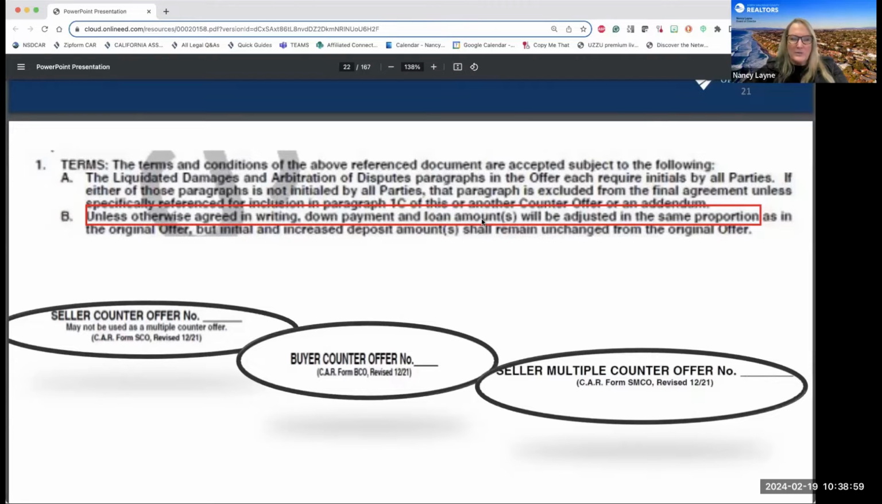If the buyer puts 20% down, then are we putting the initial deposit for liquidated damages will be under the second one. I'm not sure what that question means.